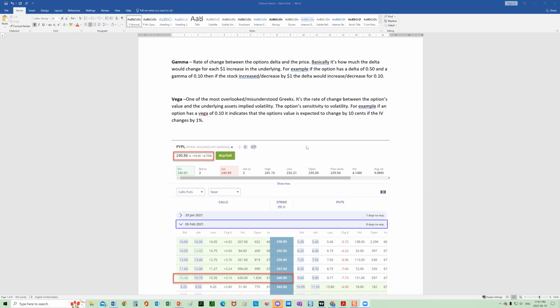Vega is basically implied volatility, okay? It's also really, really, really misunderstood and overlooked. And this is how much the option will change in terms of volatility, how sensitive your options contract is based on volatility. So if it has a Vega of 0.10, it means that the option's value is expected to change by 10 cents if IV changes by 1%, okay?